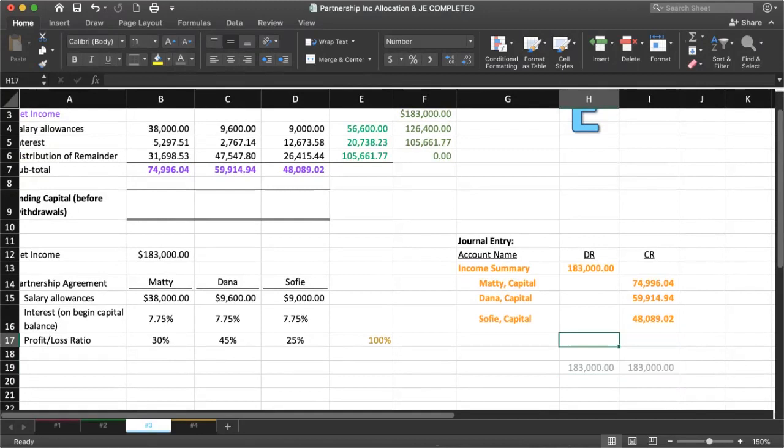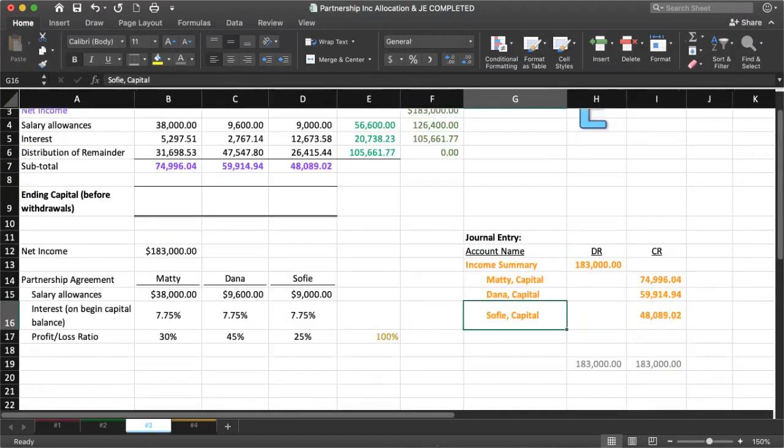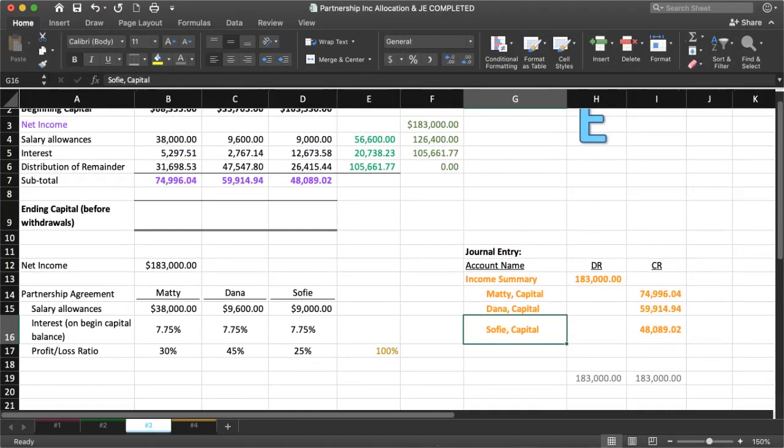And as usual, I like to just check my calculations, and it shows us here that the debits are equal to the credits. I'll make this a little darker just for a moment so you can see it, but it's 183 and 183, so I am thrilled. I know my debits equal my credits. So one last thing that I'm going to do is to compute what is the ending capital balance for each partner before we take into account any withdrawals.